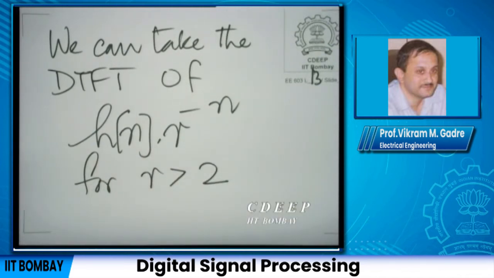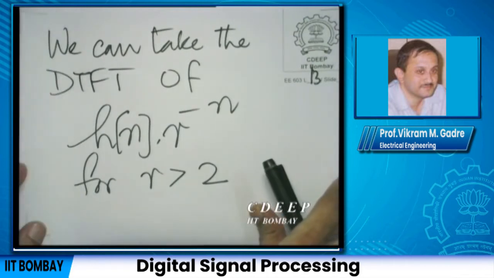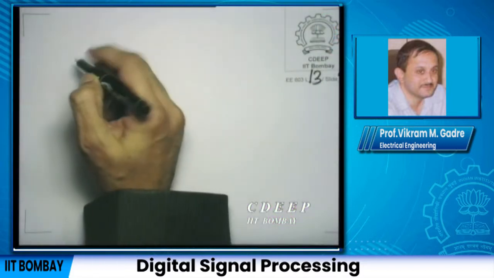That is obvious. For example, take r equal to 2.5. Then h[n] r raised to the power minus n would certainly have a DTFT that exists. Now, that is what we are going to do in our effort to deal with such unstable systems. We are going to first capture their naughty behavior, and therefore, instead of multiplying by e raised to the power j omega n, we multiply.